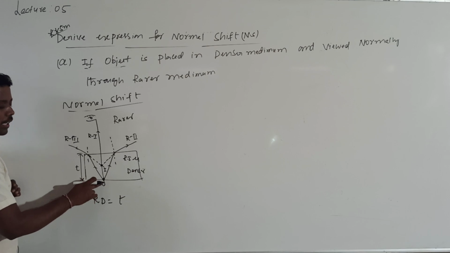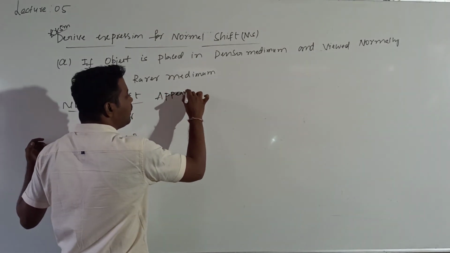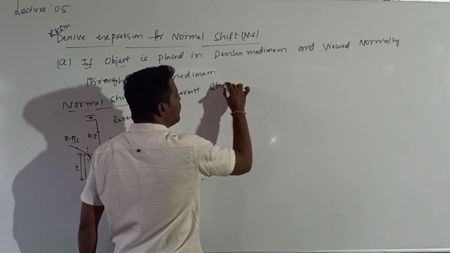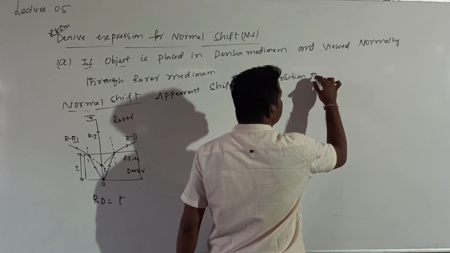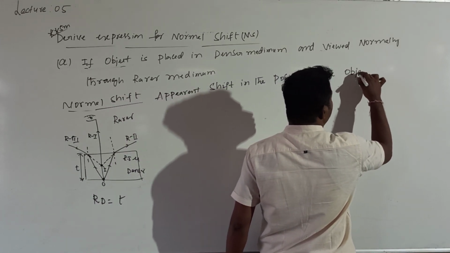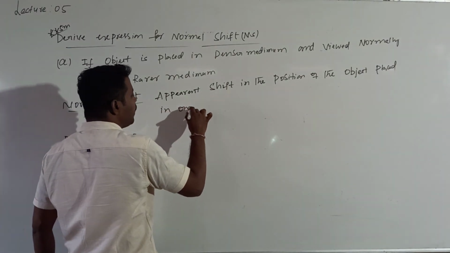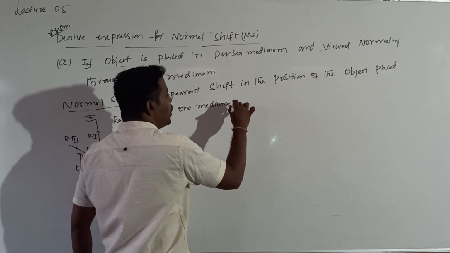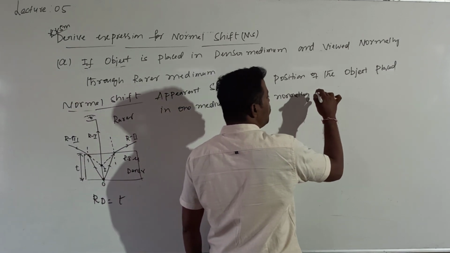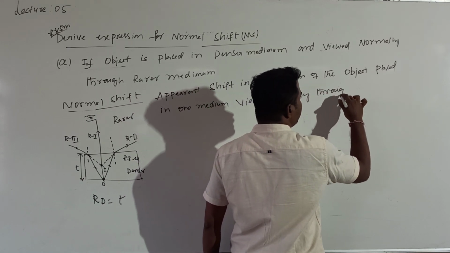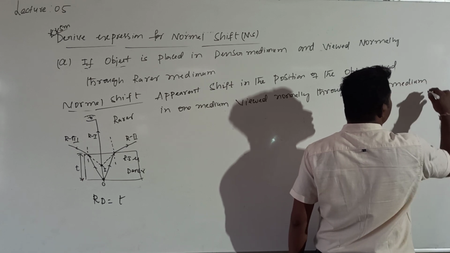So the object is there at O, so the position will be shifted to where I. That apparent shift in the position of the object placed in one medium, viewed normally through another medium. This shift is called the normal shift.